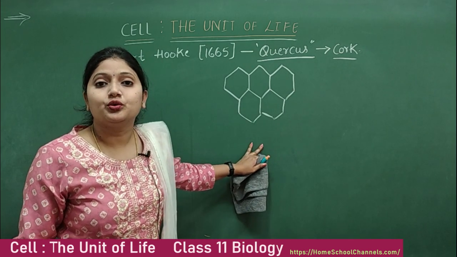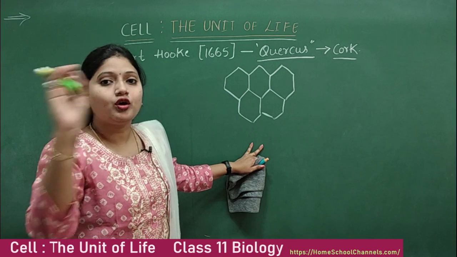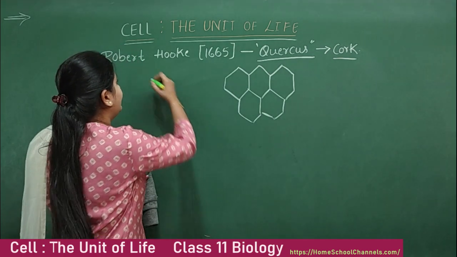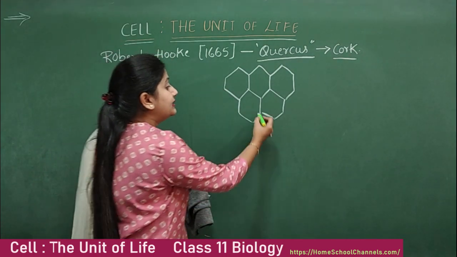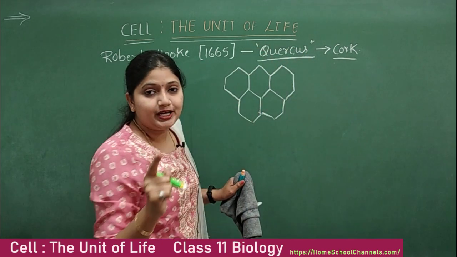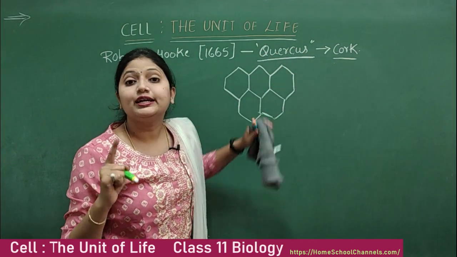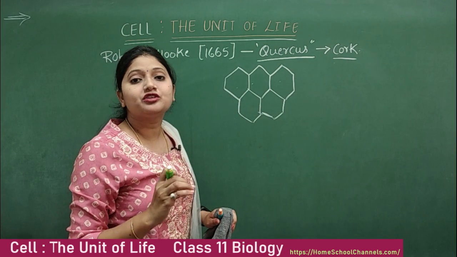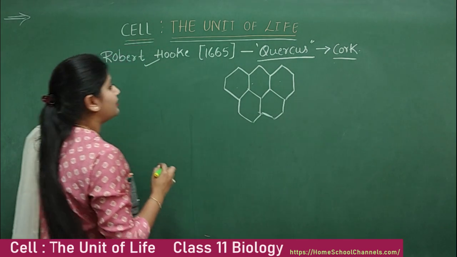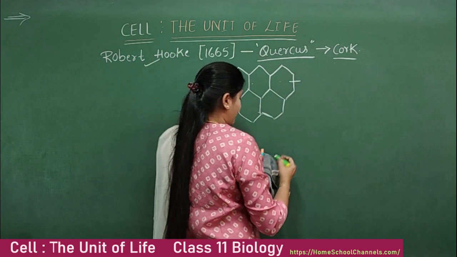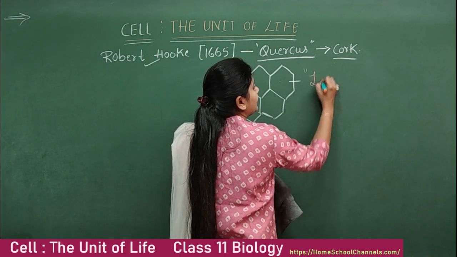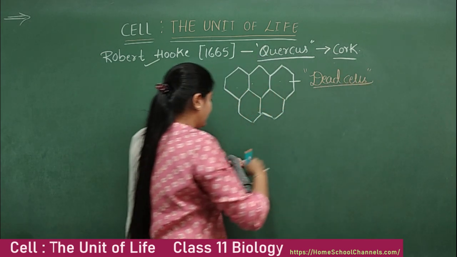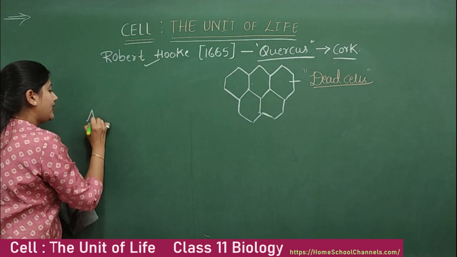But if they ask who discovered the dead cells or who discovered the living cells, then if it is dead cells, then definitely it is Robert Hooke, because the cork of the Quercus was studied by Robert Hooke, and cork is a dead part of the plant. So these cells which were studied by Robert Hooke were actually dead cells. Whereas coming to the living cells, I'll write it. These are all the dead cells.